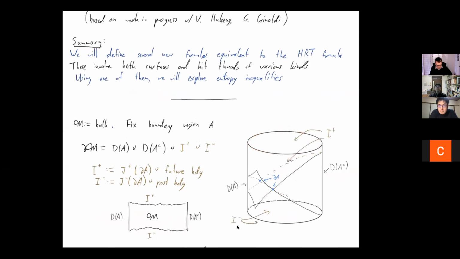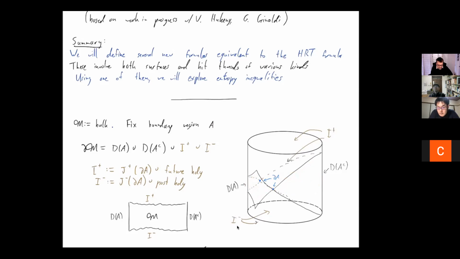And we're fixing a certain boundary region A, which is on a time slice on the boundary. So I have a boundary time slice, which would go around like this. And then a part of that is my region A. And on the boundary, that region has a domain of dependence D of A. And its complement, which is this region on the other side, has its domain of dependence D of A complement.